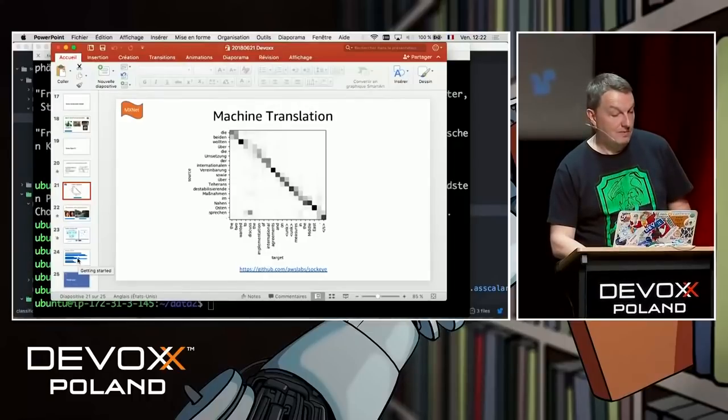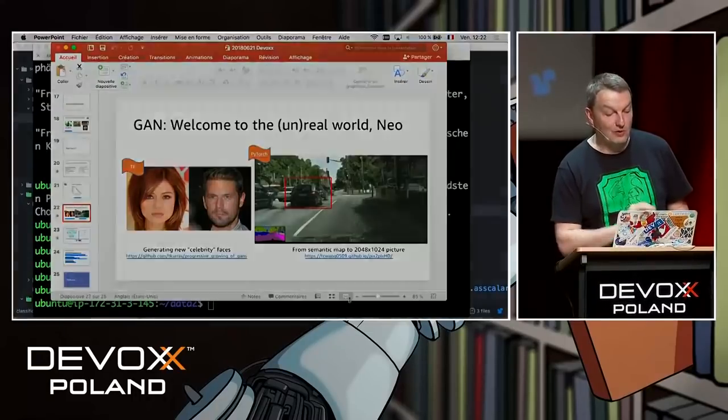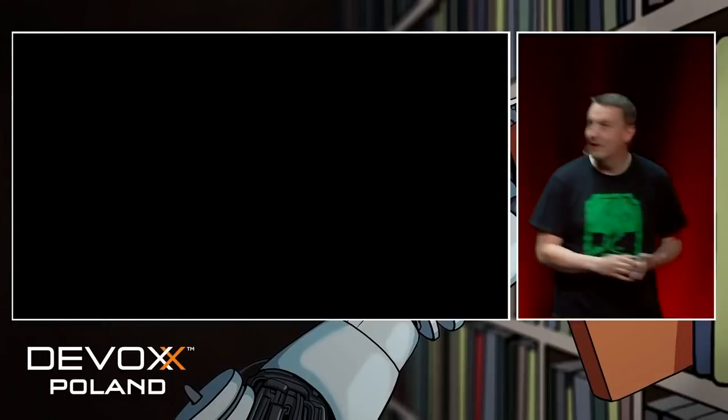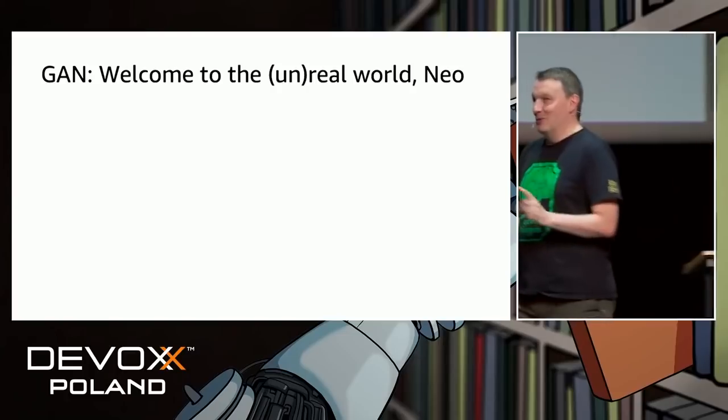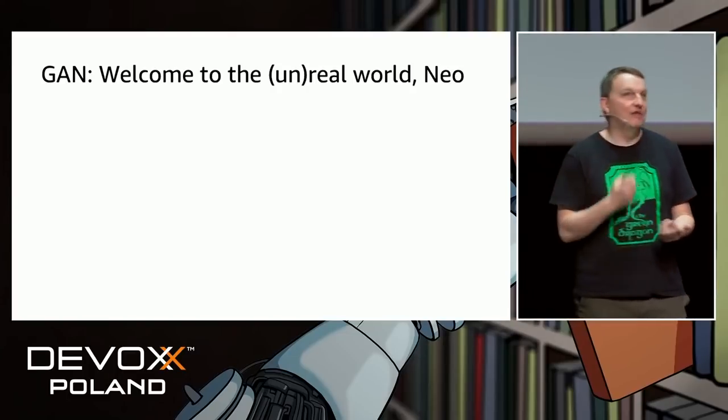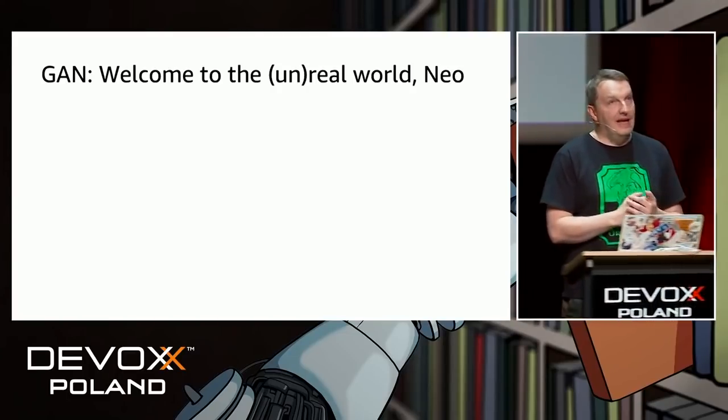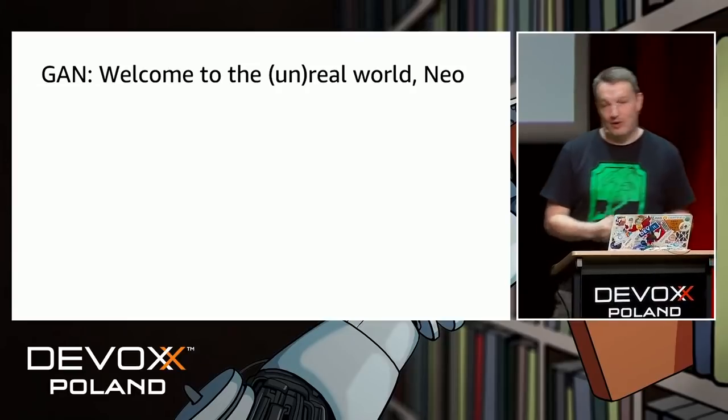I'm out of time, so OK, I'll take 30 seconds for the crazy stuff, because I hate not talking about it, and then I'm done. So the last type of architecture I want to talk about is called GANs, Generative Adversarial Networks. And they are weird, right?